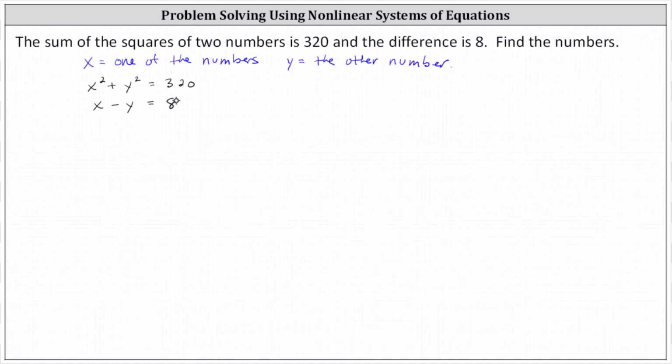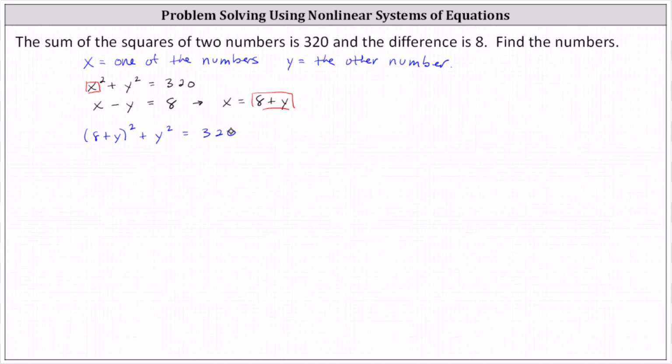And now we need to solve the nonlinear system. Let's use the method of substitution. Let's solve the second equation for x by adding y to both sides. Adding y to both sides, we have x equals 8 plus y. And now we can substitute 8 plus y for x in the first equation. Performing the substitution, we have the equation the square of 8 plus y squared equals 320. Notice now we have an equation with just one variable, the variable y.